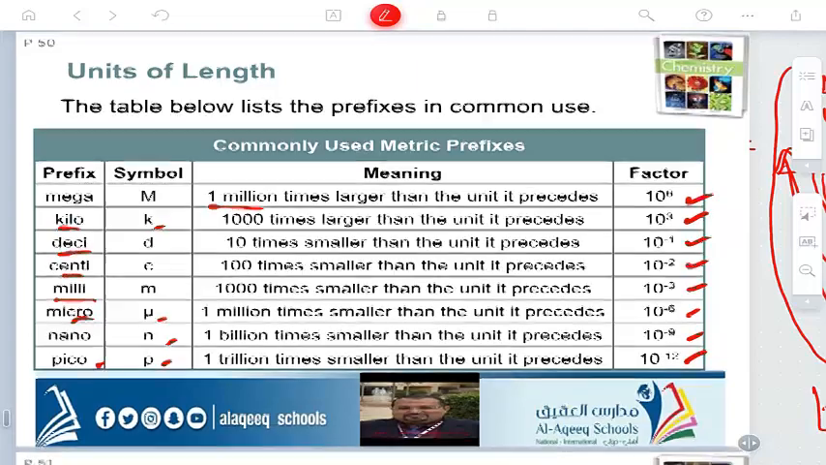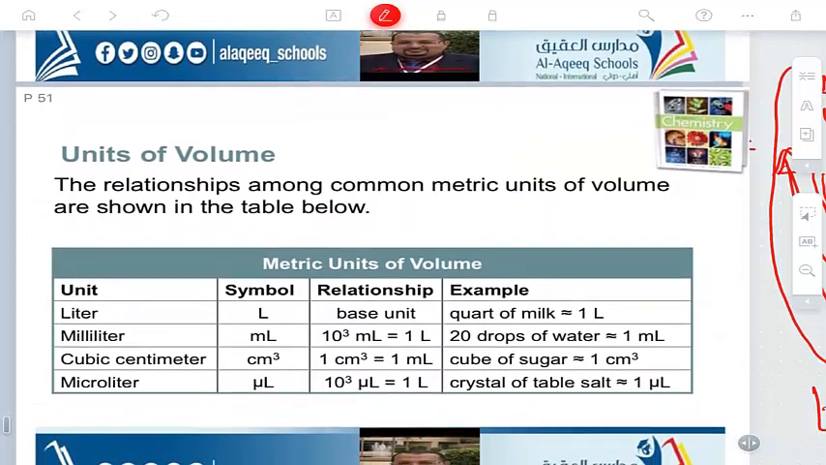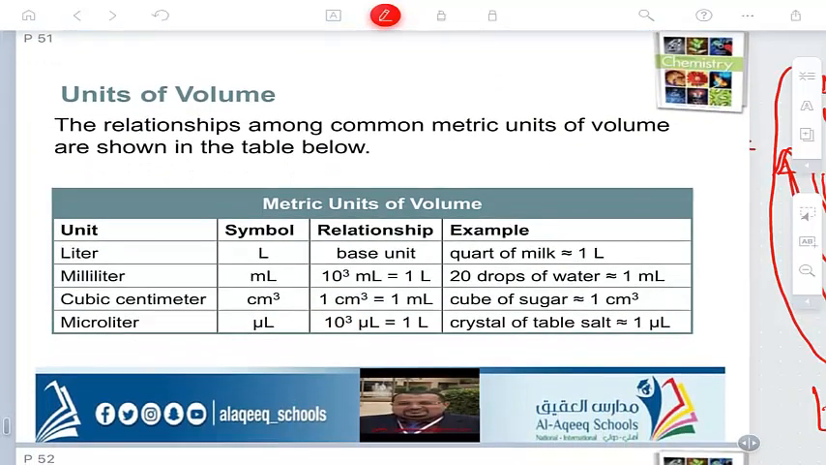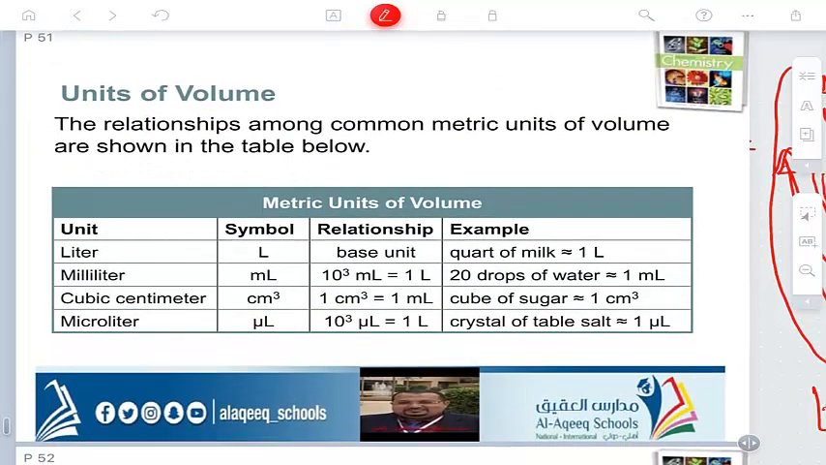Some prefixes are needed in our calculations, like this. This is for lengths. What about volume? We have something called liter, capital L; milliliter, small m, capital L; cubic centimeter, cm to the power of 3; and microliter, mu and capital L. These are the symbols for volume, and each one has a rule for conversion.